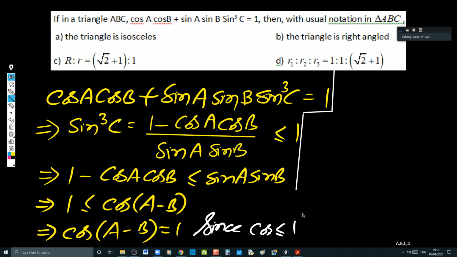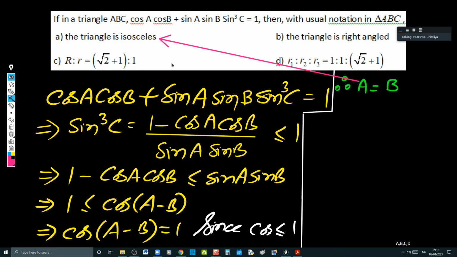Isosceles ho gaya. Therefore, A is equal to B. One option we have got. Agar sine cube se bhi 1 ho jayega, it will be right angle. Agar substitute kar diya to, A equals B. Correct.